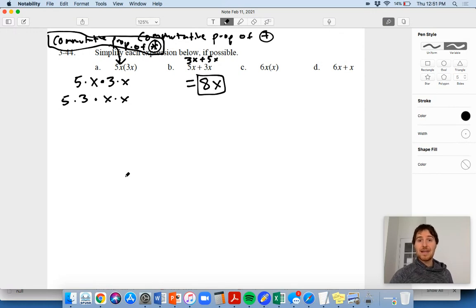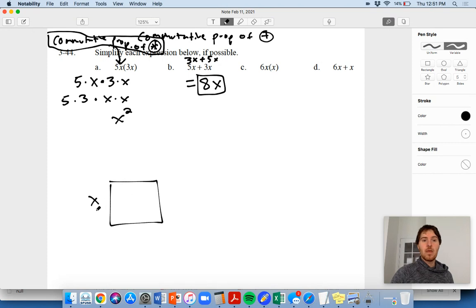So 4, 9, 25, what do they all have in common? 4 is 2 squared. 9 is 3 squared, right? 25 is 5 squared, right? So x times x is x squared, right? We got a square here, right?